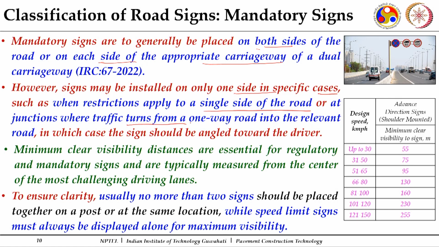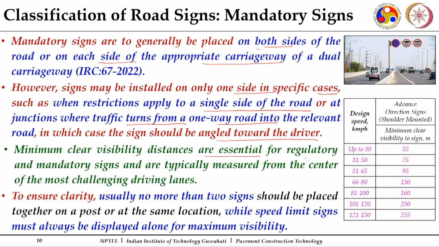Or at junctions where traffic turns from a one-way road into the relevant road. So, there may be certain places where one-way traffic is merging with some intersections. They can be placed on one side itself, in which case the sign should be angled towards the driver, definitely, so that those moving in the lane which needs to be followed should be able to see it. Minimum clear visibility distances are essential so that they can take the action at a proper time. So, at whatever places you are placing it, the visibility should be good enough.